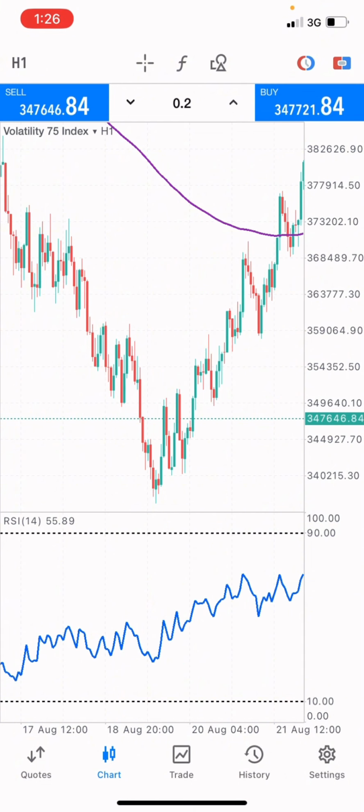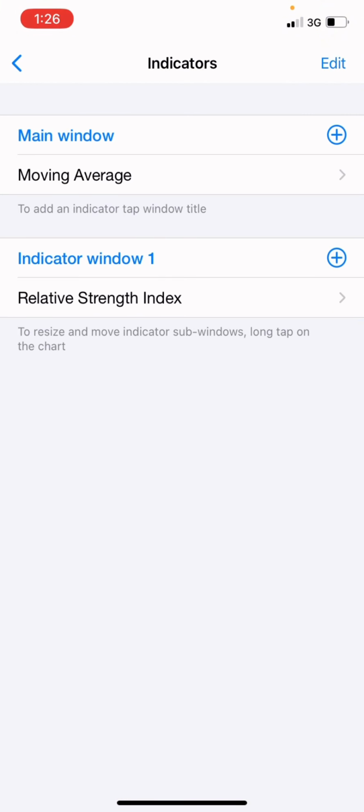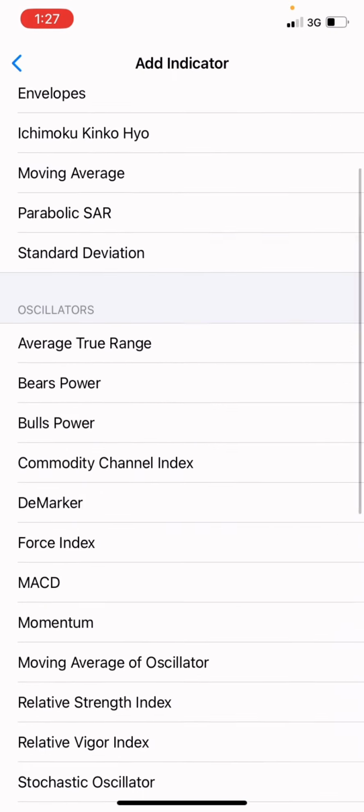So then the third indicator which you're going to be using is the MACD. Okay, I said earlier in the video that we're going to be using two indicators, so that was a mistake. The total number of indicators we're going to be using is three, but the main indicators we're going to be focusing on are the MACD and the relative strength index. Okay, so now let's choose MACD.